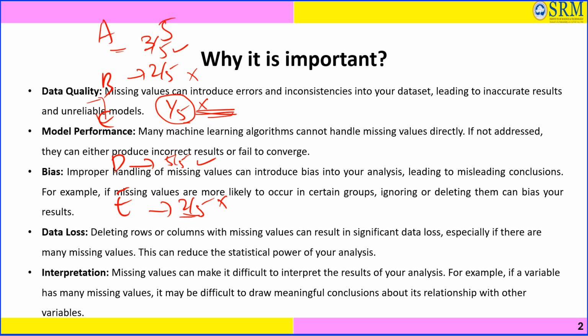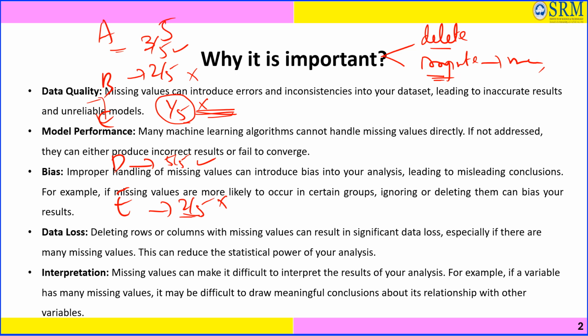The missing values can be handled in two ways: you can delete it or you can impute it. Imputing means you can impute with the mean, median, mode, or forward fill or backward fill. Using these techniques, we can impute it. So these are the two solutions: either delete it or impute it.